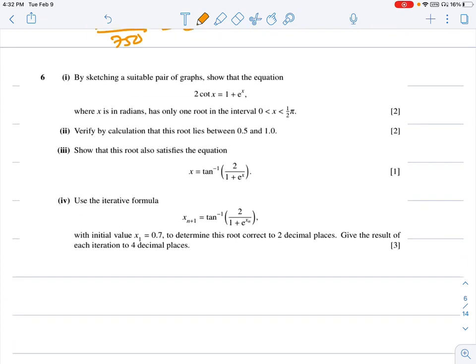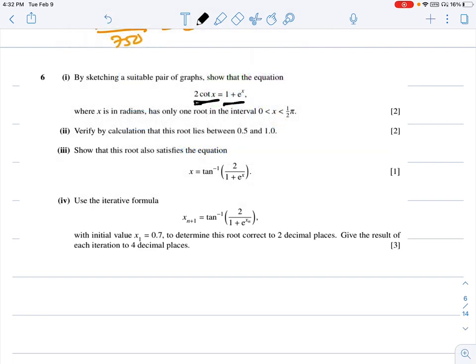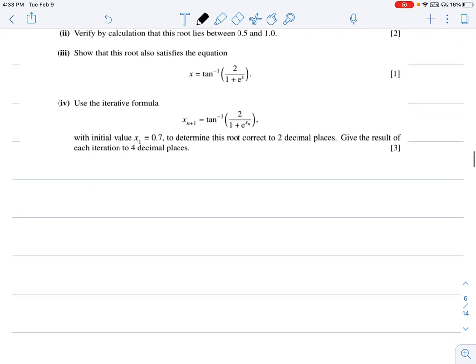Question number 6. By sketching 2 cot x and 1 plus e to the power of x, where x is in radians, show that the equation has only one root in the interval 0 to pi by 2. So we need to draw the graph for cot x. First of all, we should learn what the cot x graph looks like. So for that, let me draw the cot x graph. Okay, so this is the x-axis and this is the y-axis.